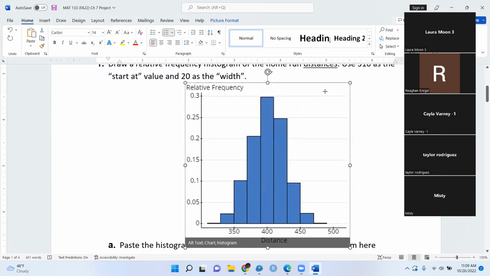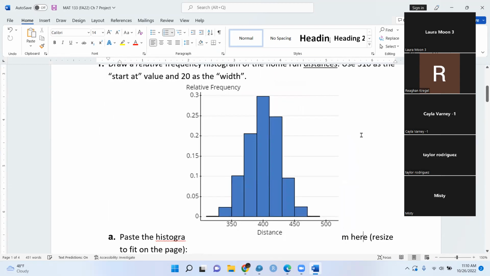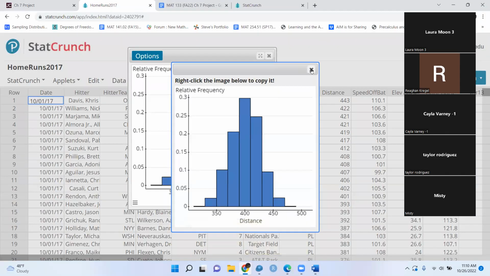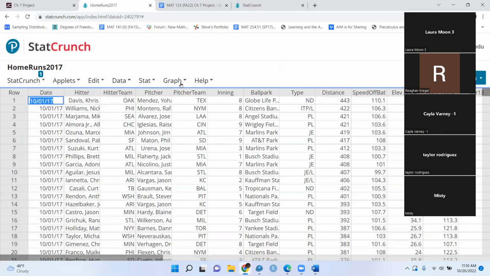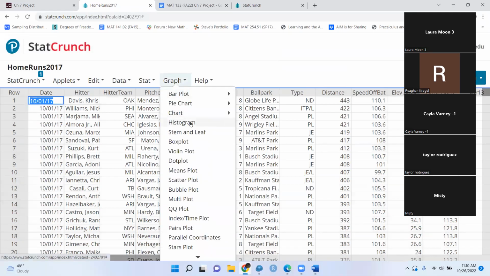I'm sorry, I had to walk away real quick. Can you show me real quick how to get the graph again? Most definitely, not a problem. So we did Graph, Histogram.